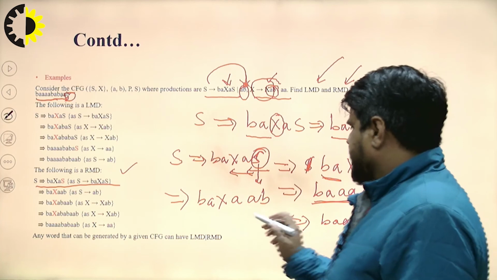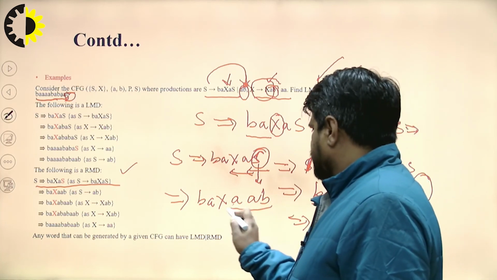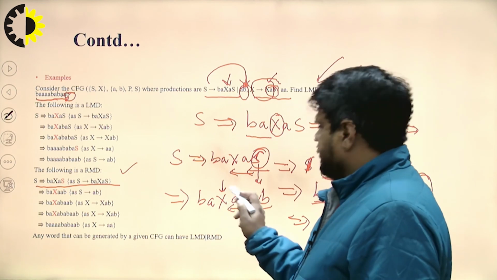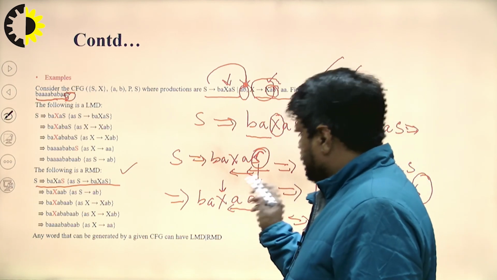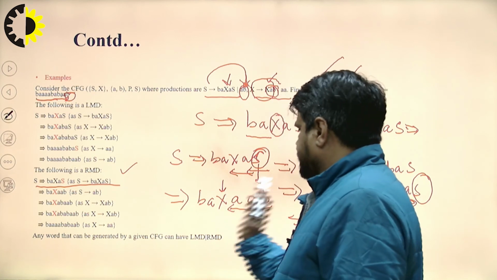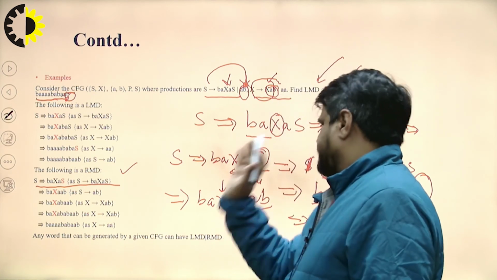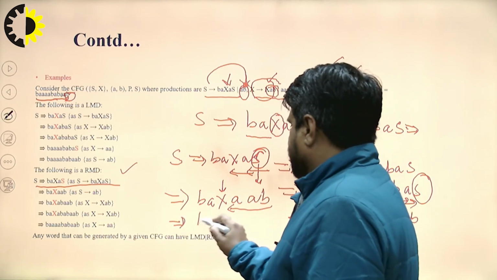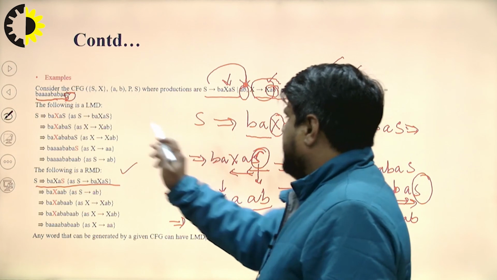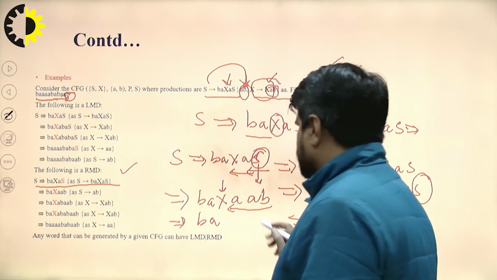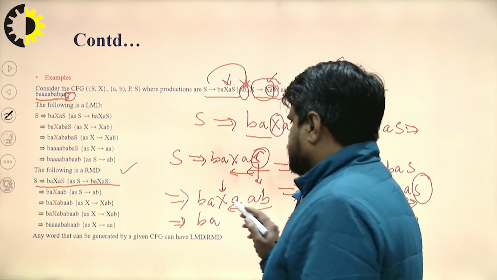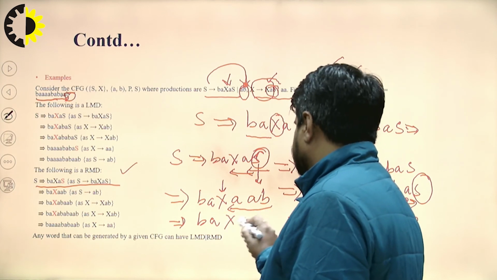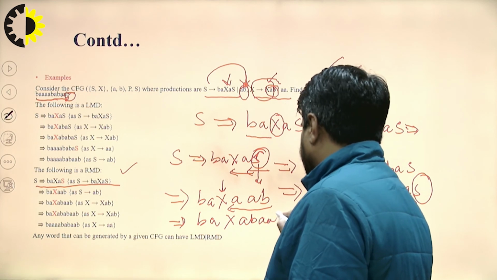Once again, you can scan this string from right to left, and you will get this X as a non-terminal when you encounter it first, right? So you will replace it by the corresponding production. What will be required here? A will be required here. So the possibility is you will replace it by X A B. So I will replace it, giving B A X A B A A B, right?